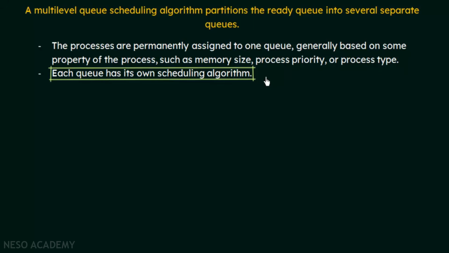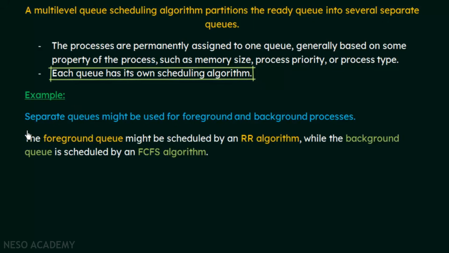So one queue may be following one algorithm, the other queue may be following another algorithm, and so on. So depending upon their need, they will have different scheduling algorithms. So here let's take an example. Separate queues may be used for foreground and background processes. So this is what I showed you in the first slide itself. We were classifying the processes based on the foreground processes and background processes.